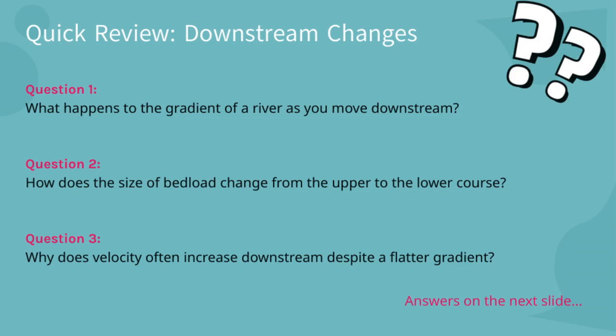Question 1. What happens to the gradient of a river as you move downstream? Question 2. How does the size of bedload change from the upper course to the lower course? Question 3. Why does velocity often increase downstream despite a flatter gradient? Take a moment to think about each answer. Remember, the river changes as it moves from the source to the mouth. The channel becomes wider and deeper, the bedload becomes smaller and smoother, and more water joins the river from tributaries.